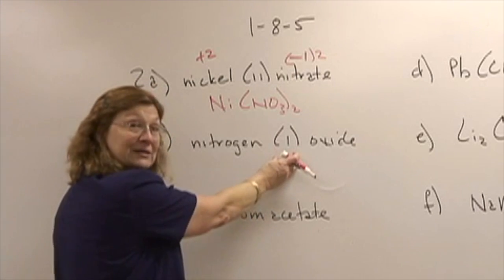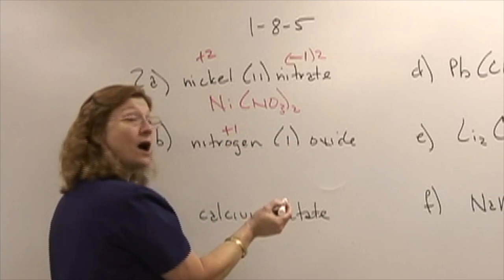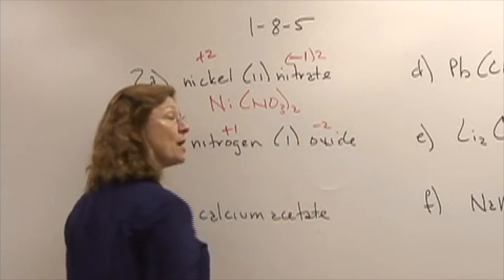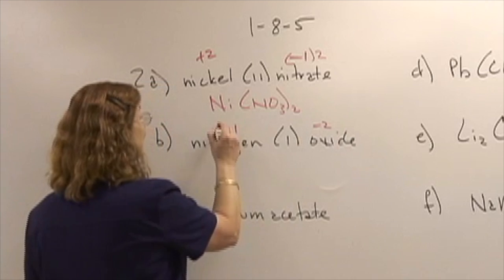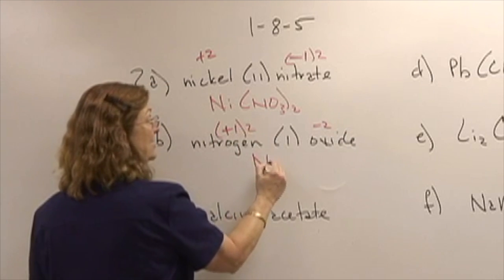Nitrogen, this Roman numeral, is telling me that nitrogen is +1. Oxygen is -2. The common multiple, again, is 2. So I need 2 nitrogens, N2O.